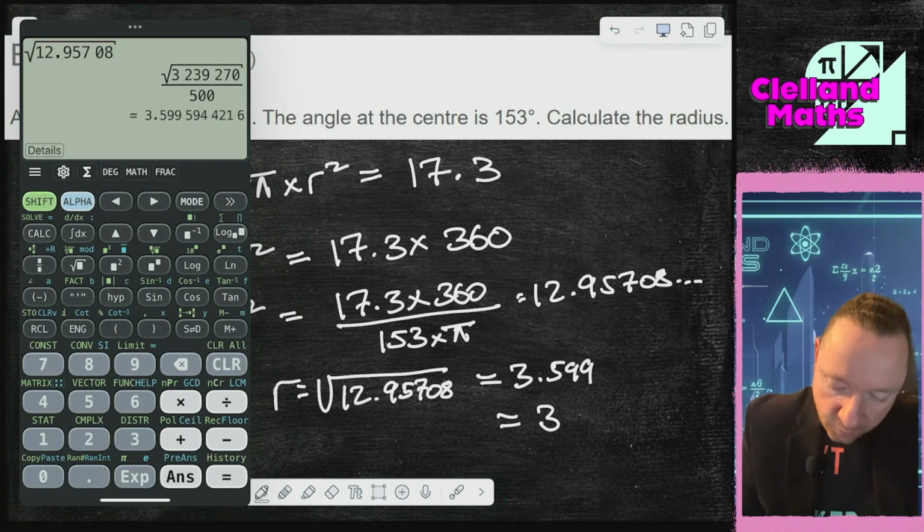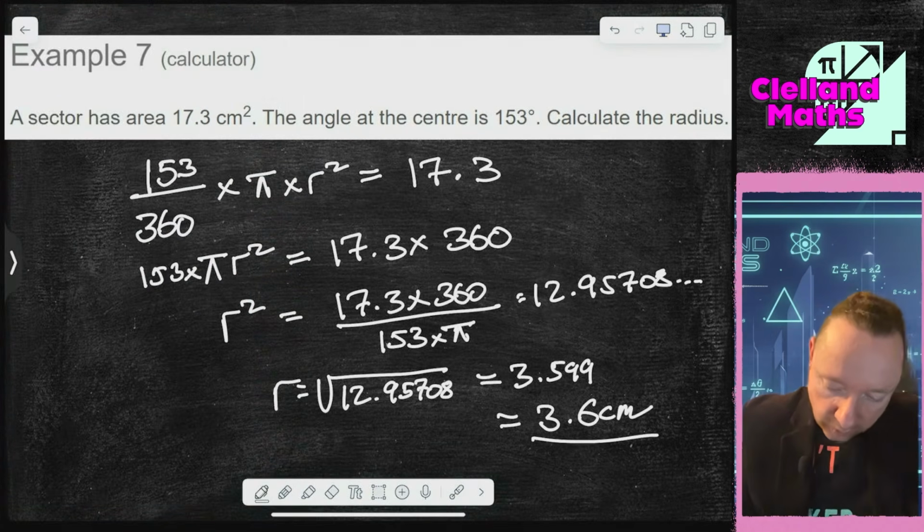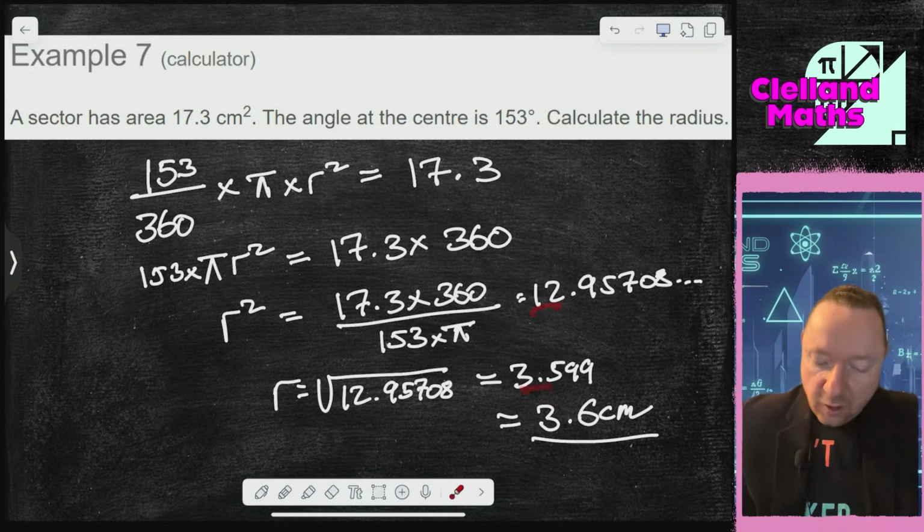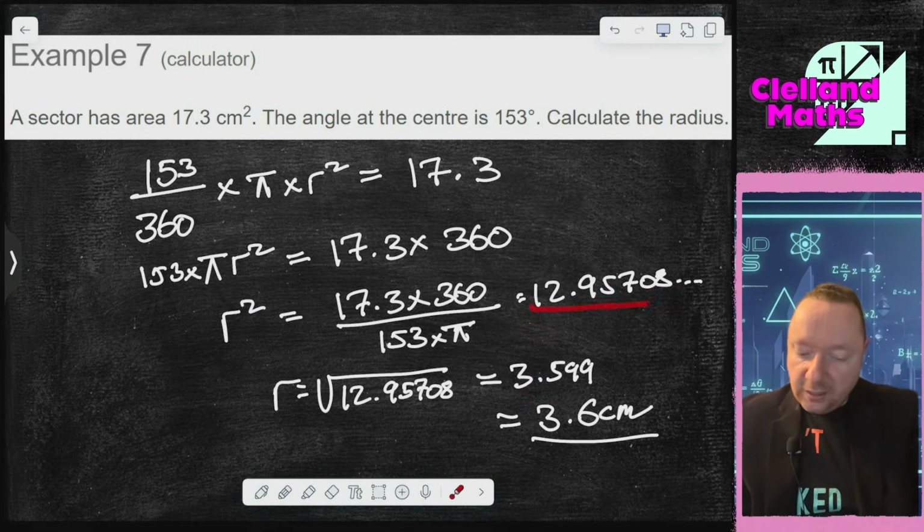Or about 3.6 centimetres. So notice in terms of rounding here, this is a good one to notice. I have not rounded that much, because you don't want to round that to 13, then square root it, and then round it again. You're double rounding. So I'm keeping that nice and long, then writing down a long answer again, and then rounding somewhere appropriate, and that will keep you right.